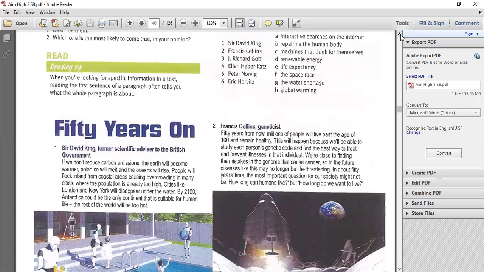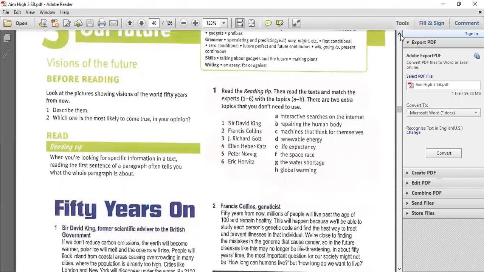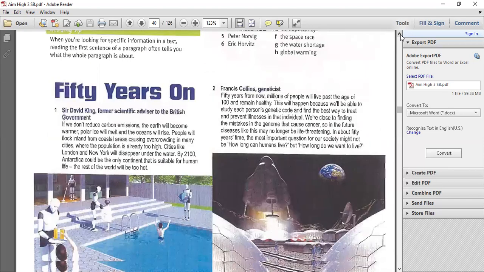Number 5, Peter Norvig, C. See what? Machines that think for themselves. Perfect. Eric Horvitz, A. There is nothing else. Interactive research on the internet. No, we have another 2 points. Yes, we have 2 points.